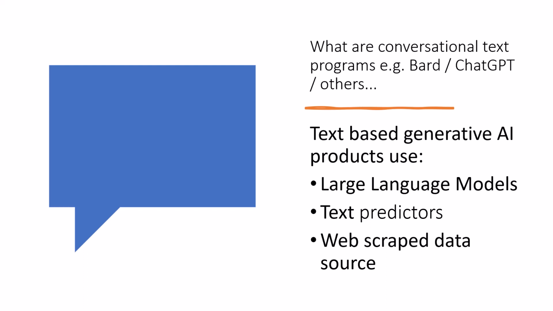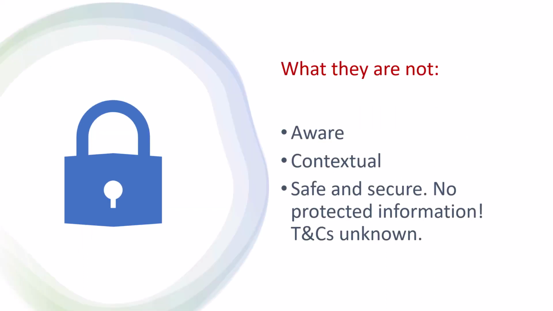Taking the example of your mobile phone and scaling that up into a larger model, it's able to use algorithms to predict what the likeliest next word or sentence should be. And it's able to do this because it's scraped data from the internet, which is a rich location for conversational, formal and informal elements of language. So what we really need to be aware of is that they are not aware in and of themselves.